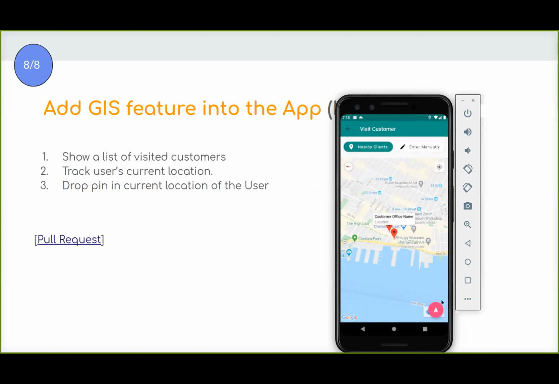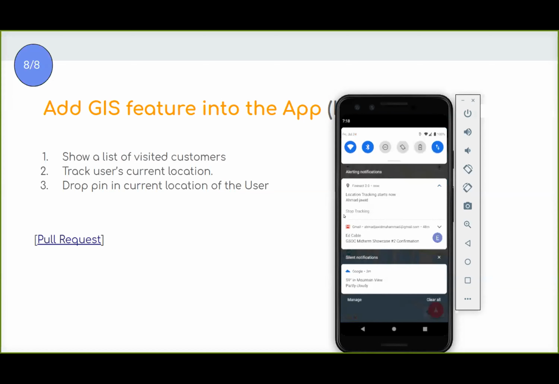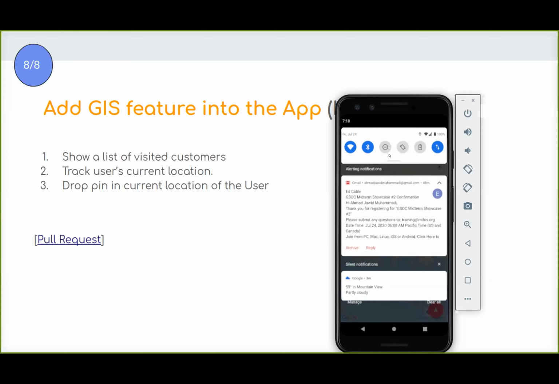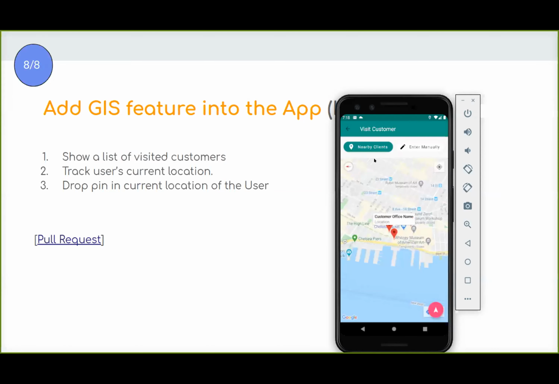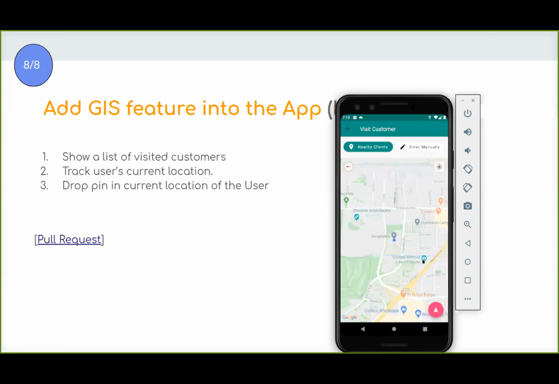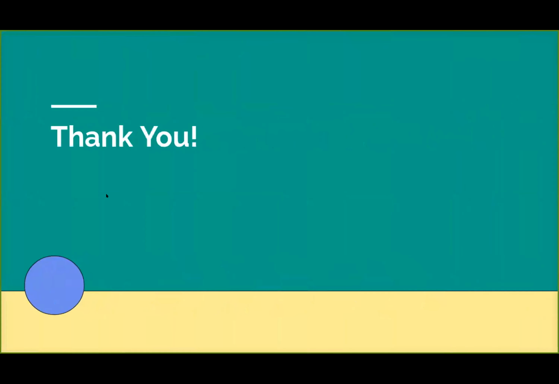And when he clicks on this, we are showing a notification that location tracking started, with the name of the client. We can also stop that. And also there is the option to drop in the current location of the user. When you click here, it shows the current location of the field officer. Yeah, that's it. Thank you for your attention.